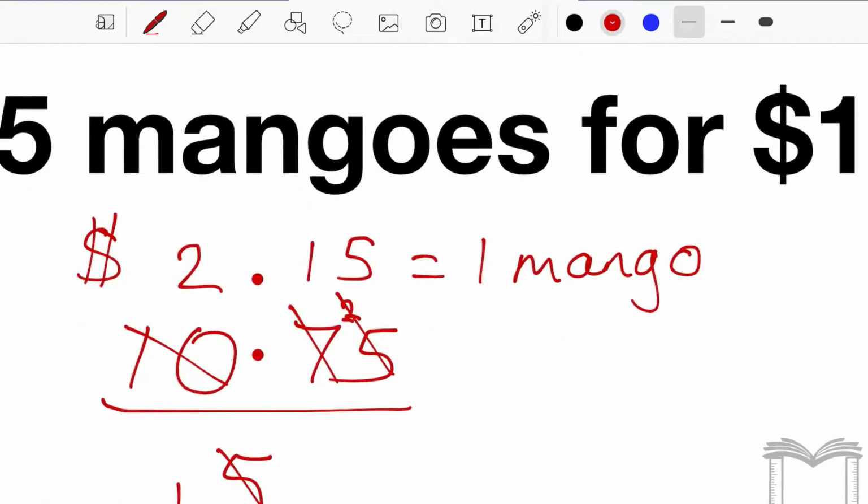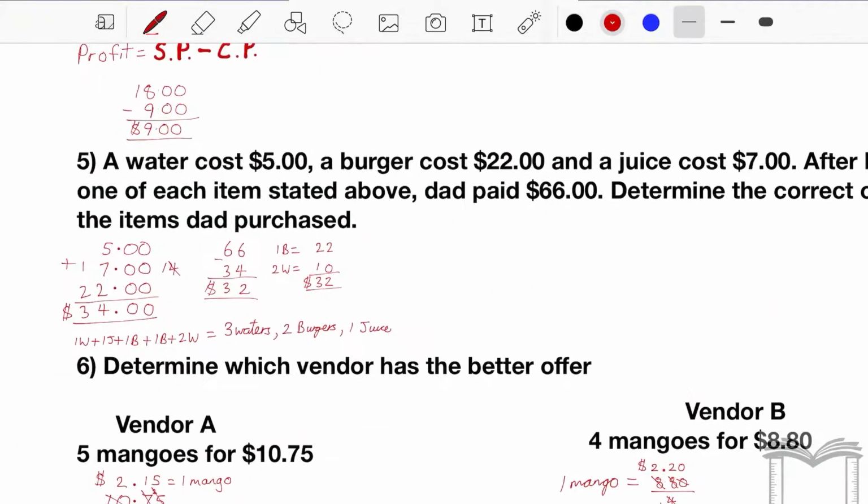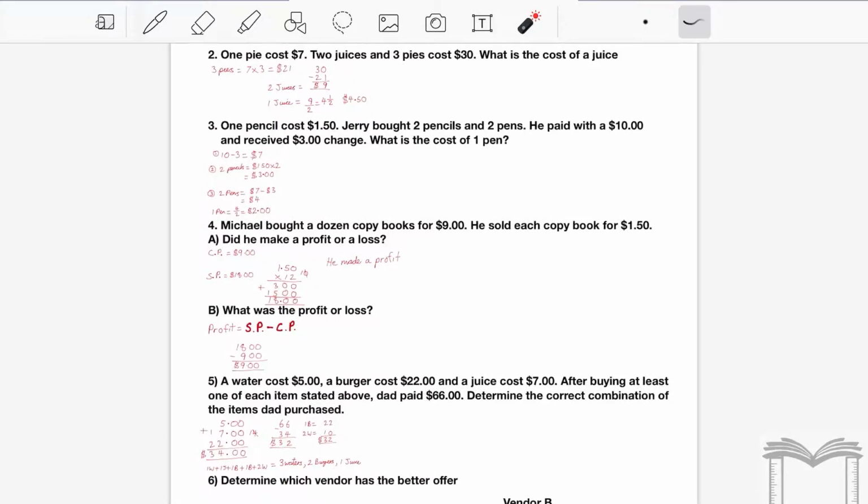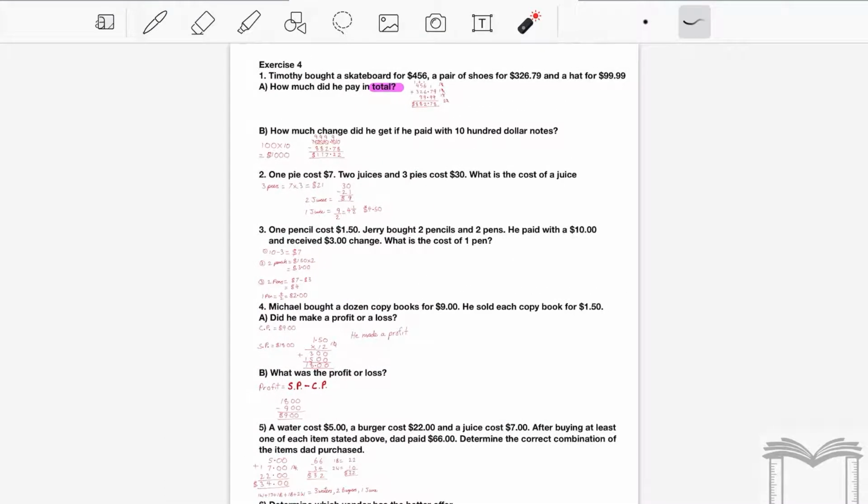So vendor A has a slightly lower price than vendor B. So vendor A has the better offer. Feel free to make any corrections that you need to make now. Pause the video if you need to.